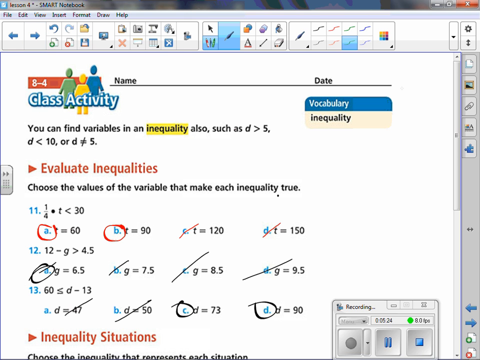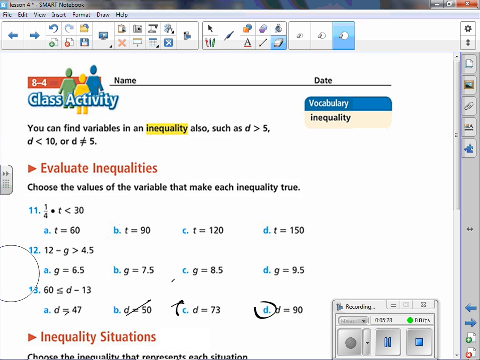Oh, I have some answers here. Let me do a little quick erasing, and we'll go through these. All right. So we're going to look for inequalities, ones that are not equal to, 30. So we're plugging in t on each of these. So 1/4 of t, is that less than 30? So it's like 60 divided by 4. I just plugged a 60 in. That's 15. Yes, that's less than 30.